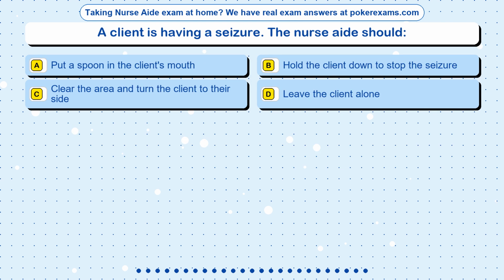Question 3. A client is having a seizure. The nurse aide should: Option A. Put a spoon in the client's mouth. Option B. Hold the client down to stop the seizure. Option C. Clear the area and turn the client to their side. Option D. Leave the client alone.